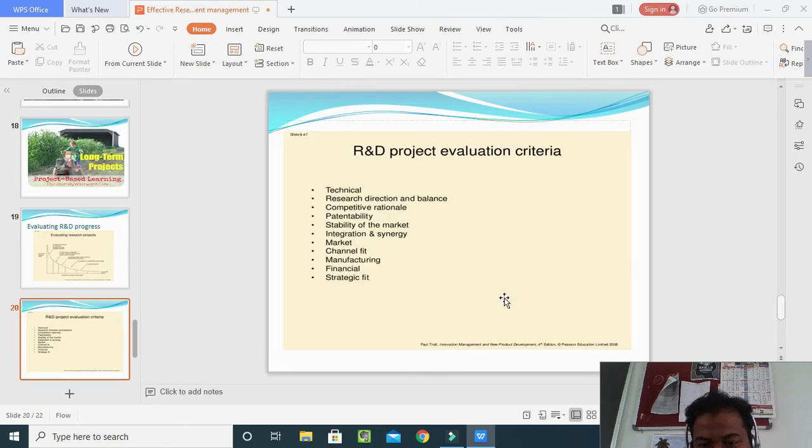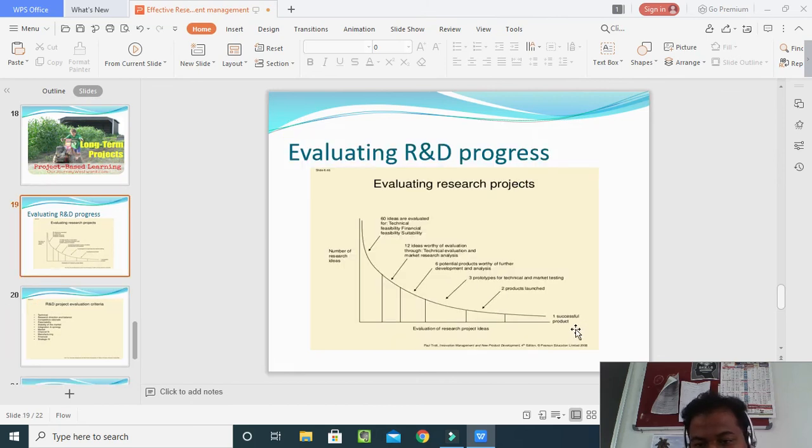First, if you see in the picture, what is happening, one successful product will be there. After launching the successful product, the product's launch will take place in the second stage. That means this is the evaluation of research process ideas. These are the stages: 1, 2, 3, 4, 5, 6. First one, once the product is successful, then they will launch the second products, then the prototype for technical and market testing, then they will go for the market testing and see how the prototype is running. Next, they will go for 6 potential products worthy of further development and analyze them.